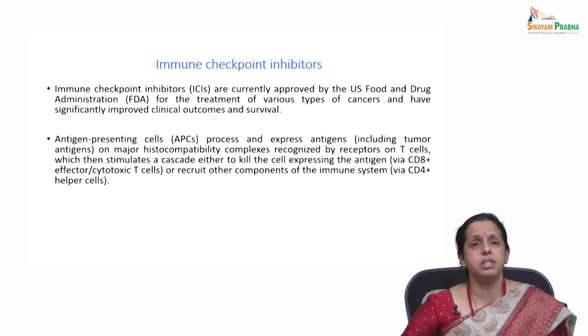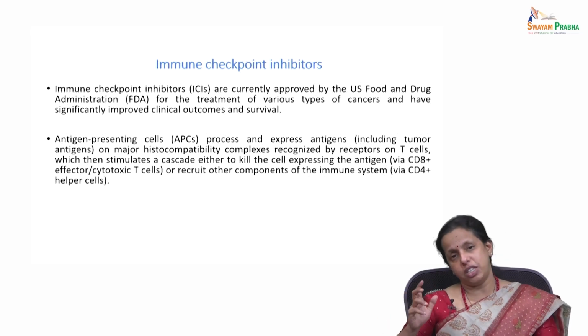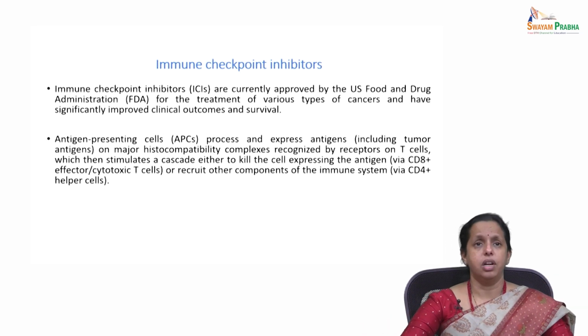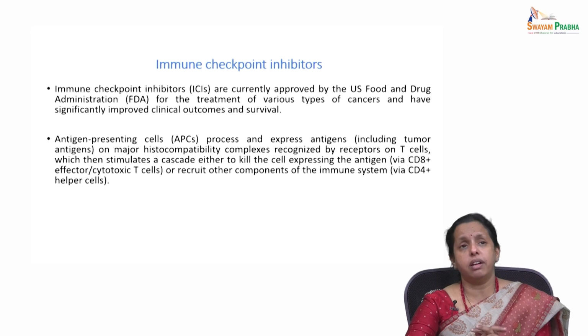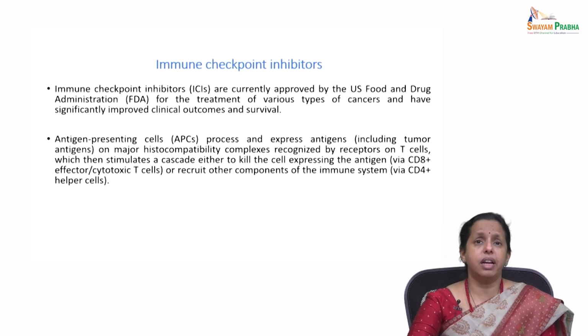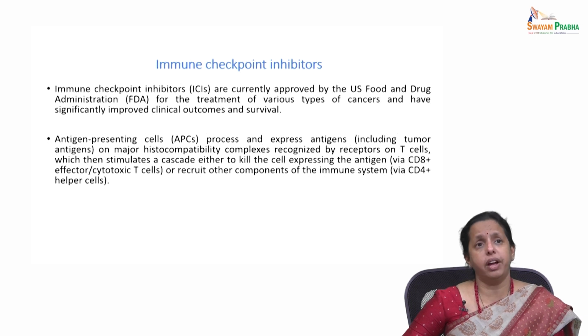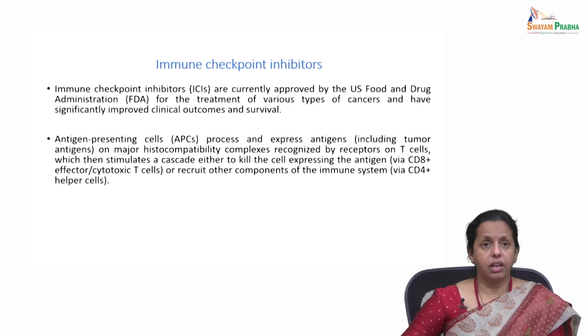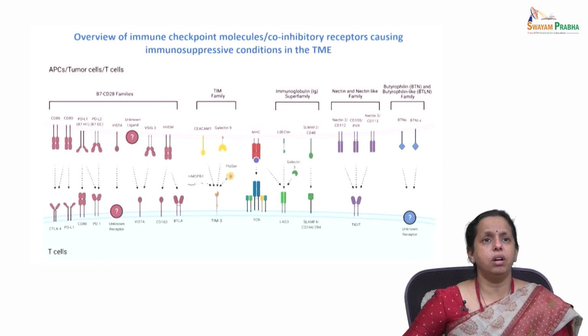Antigen presenting cells process and express antigens, including your tumor antigens. Do you recollect we were talking about tumor specific antigens or neoantigens in the last session? What a wonderful thing, you have a specific antigen. These are recognized on MHC complexes, which are recognized by receptors on T cells, and they stimulate a cascade either to kill the cell expressing the antigen via CD8 effector cytotoxic T cells, or to recruit other components of the immune system via CD4 plus helper T cells. This gives a complete overview.